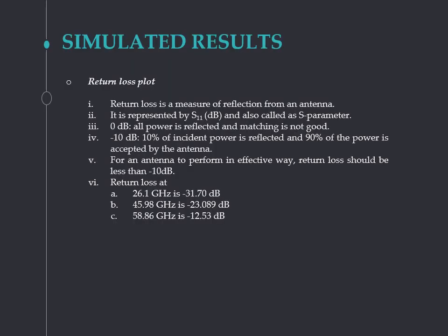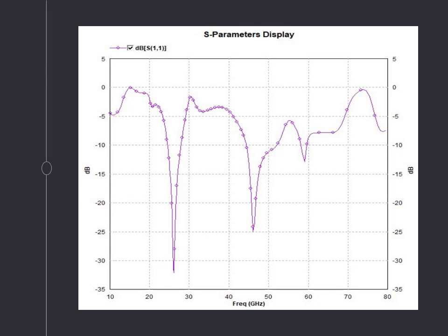Now let's move towards the simulated results. First is return loss. Return loss is a measure of reflection from an antenna, which is represented by S11 and also called the S parameter. It is always better to have return loss in negative values, which shows that the losses are minimum during transmission. For 26.1 GHz, we have got minus 31.70 dB return loss. For 45.98 GHz, we have got minus 23.089 dB, and for 58.86 GHz, we have got minus 12.53 dB return loss.